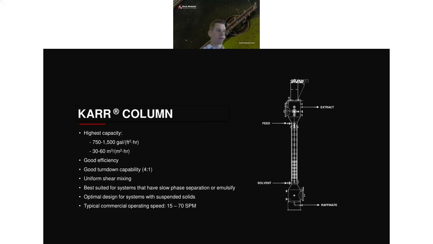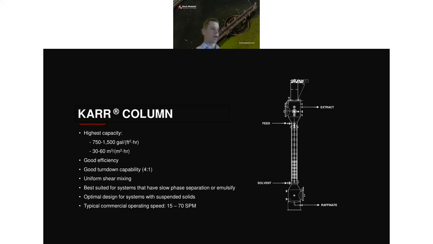It's the highest capacity of all the agitated extraction column technologies out there, between 750 and as high as 1,500 gallons per square foot per hour. It has good efficiency, and the same turndown capability as a Scheibel column because you can control the speed of those reciprocating internals. One of the key things about the KARR column is it has uniform shear mixing. So nothing's rotating here. So the shear radially across the plate stack is the same.